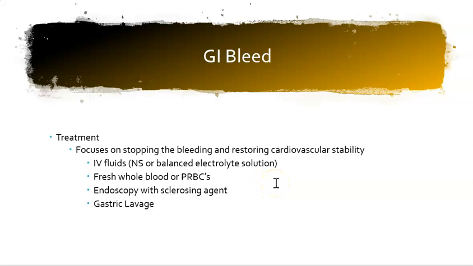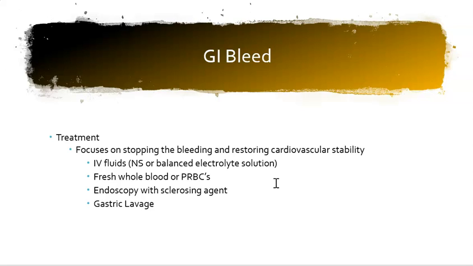So treatment's going to be focused on stopping the bleeding and restoring cardiovascular stability. So you want to plug that spot that's bleeding and give them more volume. So IV fluids, normal saline, or a balanced electrolyte solution, depending on what their labs look like. Whole blood, they don't usually do whole blood anymore. They more go towards the packed RBCs or the leuko-reduced RBCs to help restore blood volume. That way they don't put the patient in fluid overload.